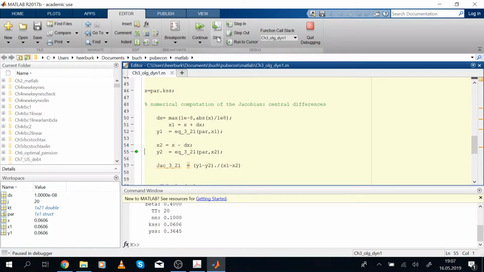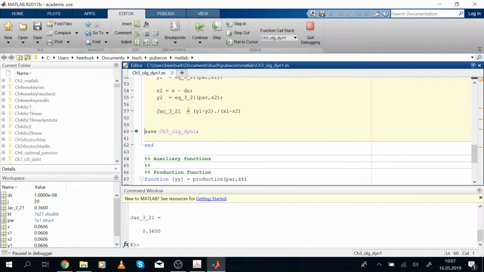We will find out that our numerical approximation of this derivative, 0.36, is the same as the production elasticity of capital. And this is no coincidence. We show in the book that this is indeed the case for this model, that the derivative in steady state is equal to the production elasticity of capital alpha. Now we save our results in chapter 3 OLG dyn.mat and finish the program.